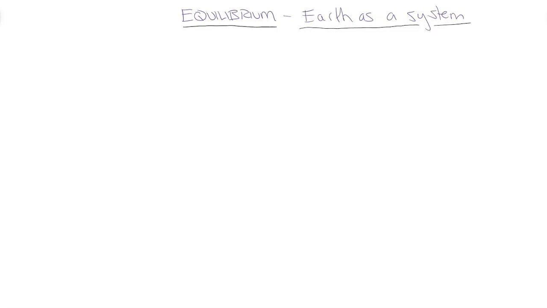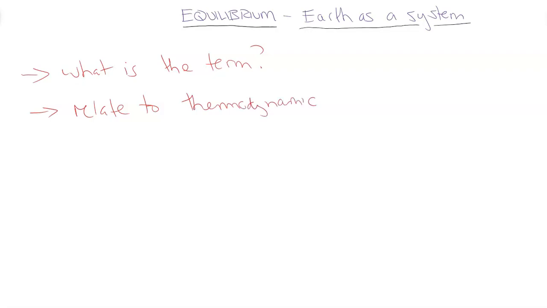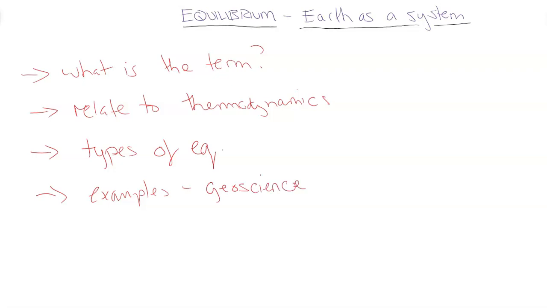What we're going to do is this. We're going to explain what this term is, and how it relates to thermodynamics, which we discussed in a different video on Earth as a system. We're going to look at the different types of equilibriums, or EQ for short. Look at some examples and how we can relate this to geoscience and the natural world and what's going on in real terms and real time.